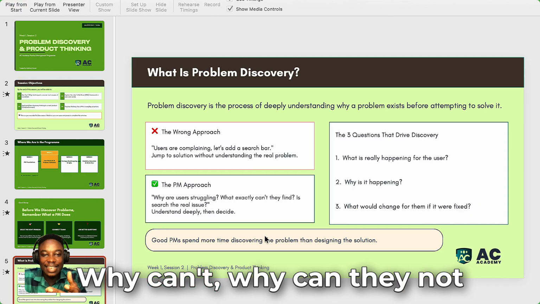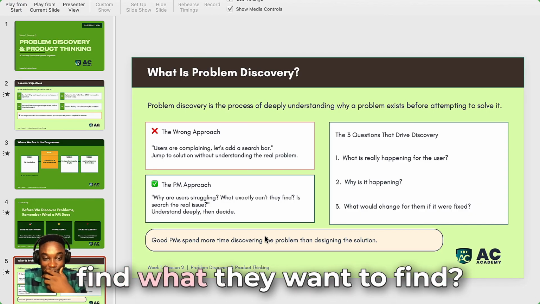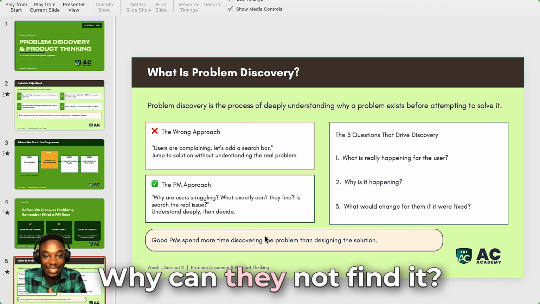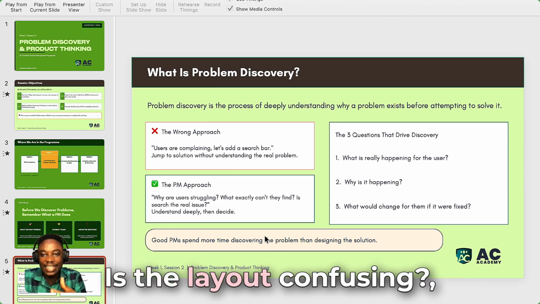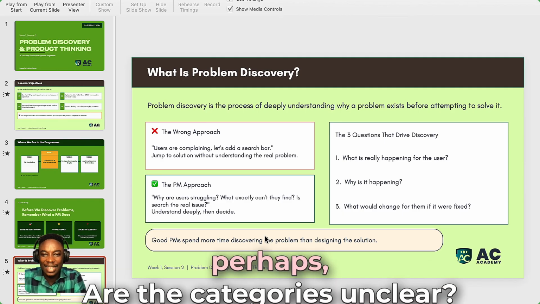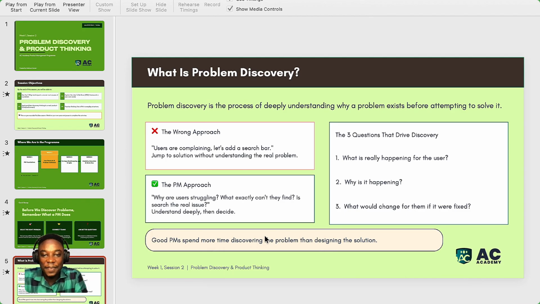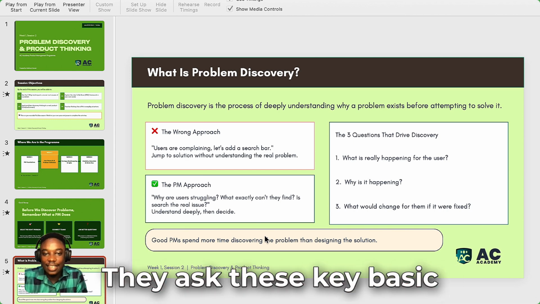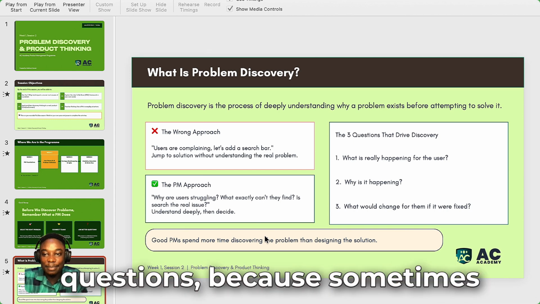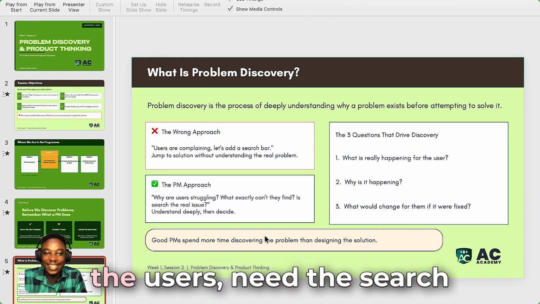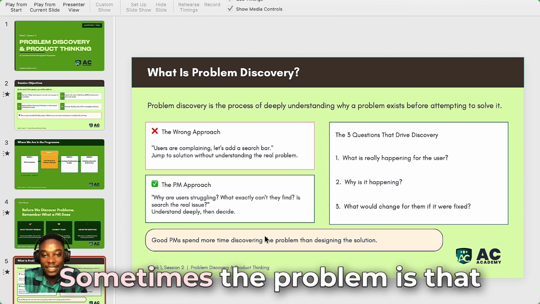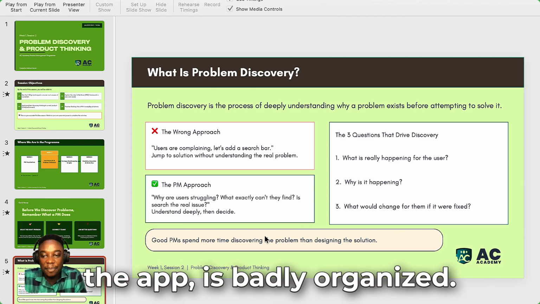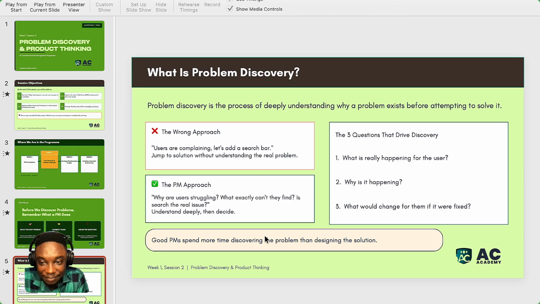Why can they not find what they want to find? Is the layout confusing? Perhaps the categories are unclear? Is the information missing? They ask these key basic questions because sometimes the problem is not that the users need the search bar over there. Sometimes the problem is that the app is badly organized.